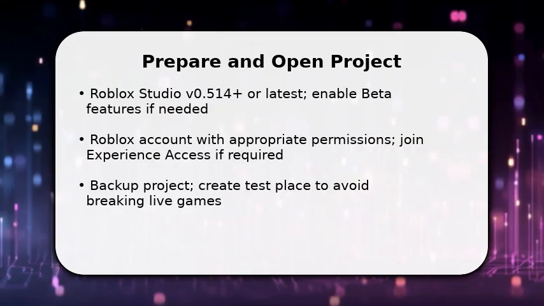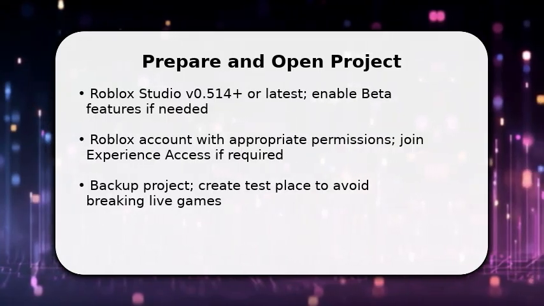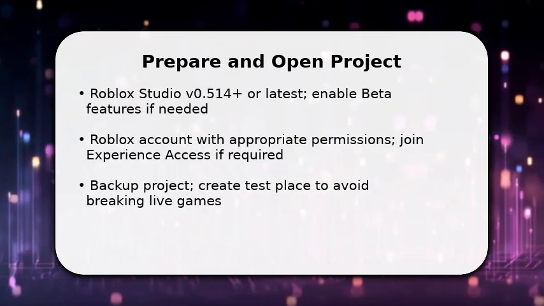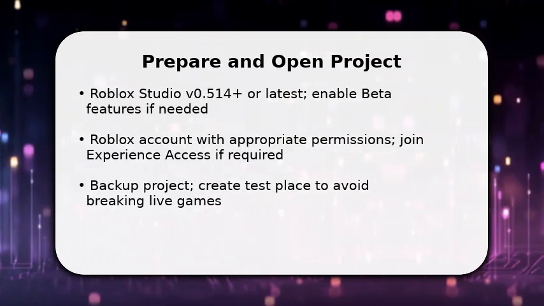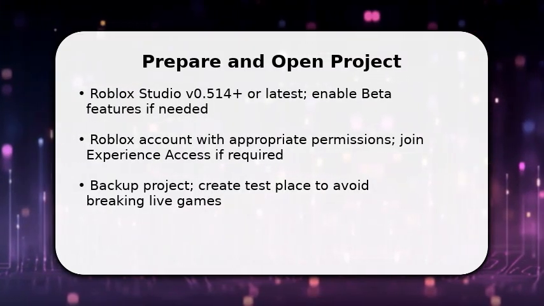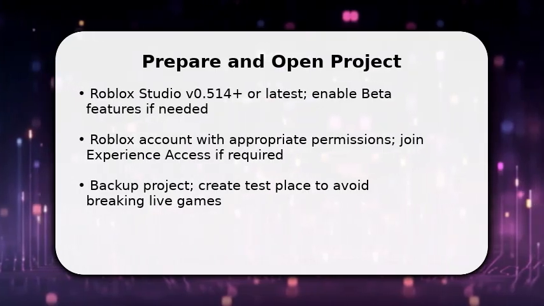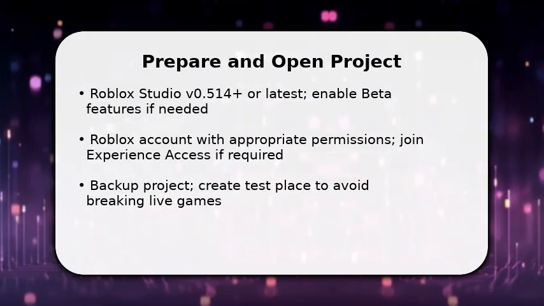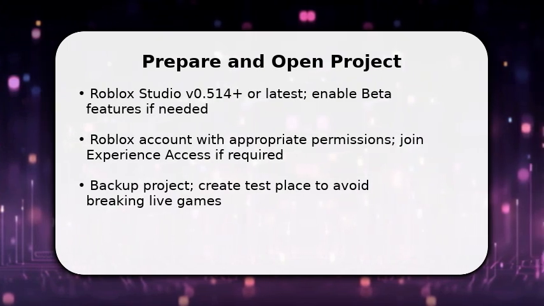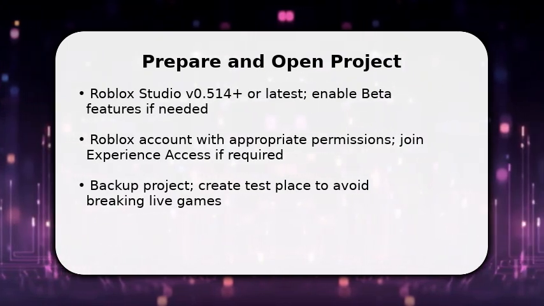Next, enable Developer Hub and Beta features in Studio settings. This unlocks experimental AI integrations. Now, open the Explorer and Plugins panels and prepare to install or enable the AI Assistant plugin. These are the first actionable steps that get the assistant into the workspace.